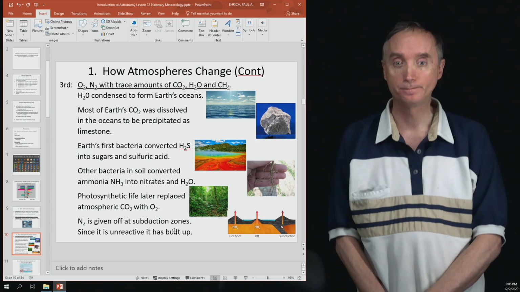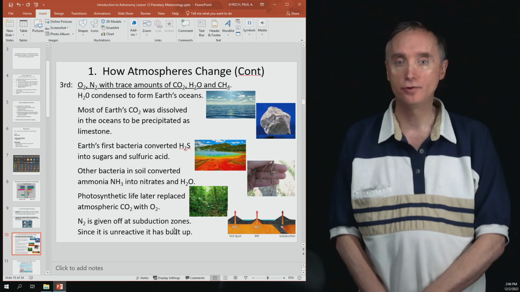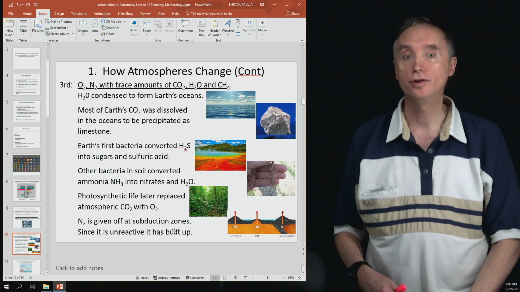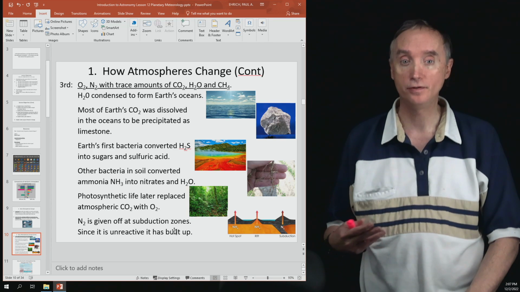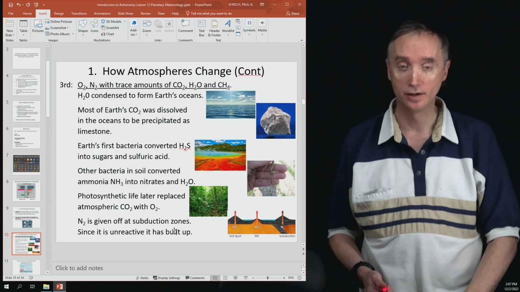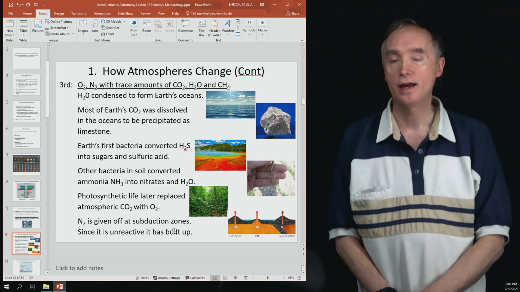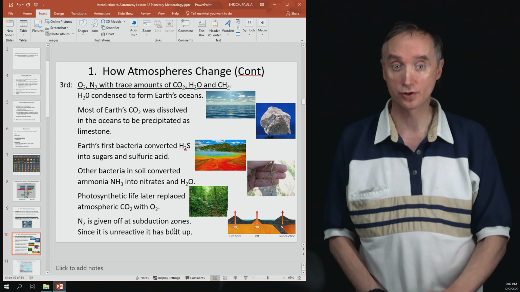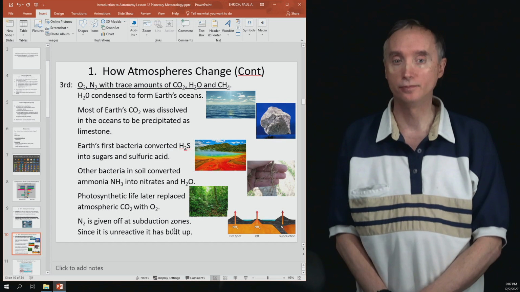Okay, now the big one though is, notice that photosynthetic life. Now this could be green plants, it could be also photosynthetic algae, and also it could be photosynthetic bacteria. So you have different kinds of things that can photosynthesize, and so they replaced carbon dioxide in the atmosphere with oxygen.